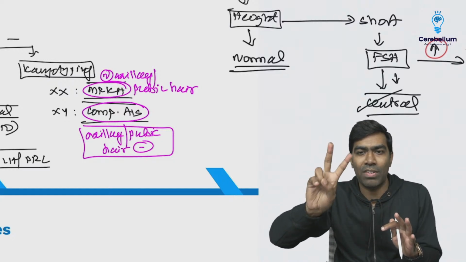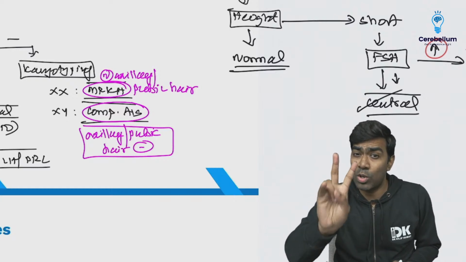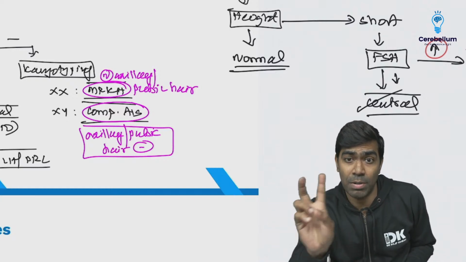Short stature: they will be on average 20 centimeters short compared to their peers. When they complete puberty, they will be 20 centimeters short. That's a very important point. Harrison statement, 20 centimeters short.